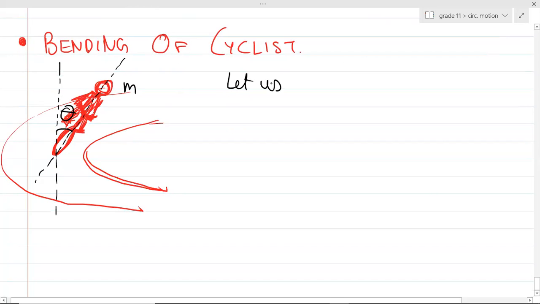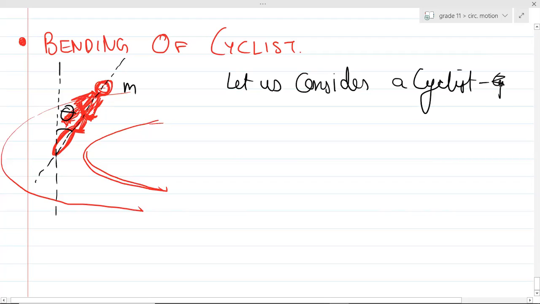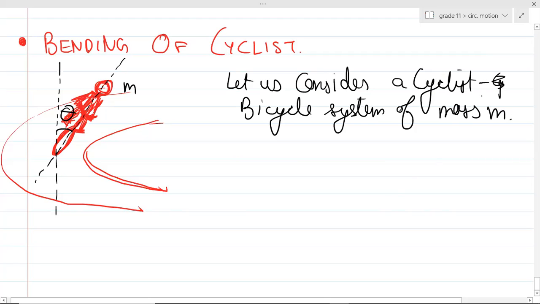So let us consider, this is again your school syllabus part, a cyclist and bicycle system of mass capital M, and let's say this is the center of mass. So basically, will there be an mg acting in this direction? Yes or no? The mg will try to pull this cyclist down. There will be a normal reaction acting in this direction, and there will be a friction acting towards the center of the circle.